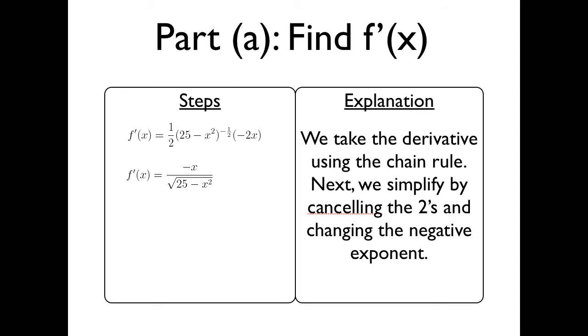For the AP exam, part A was given 2 points. Each free response question is worth 9 points, so that's an easy 2 points as long as you remember the chain rule there.